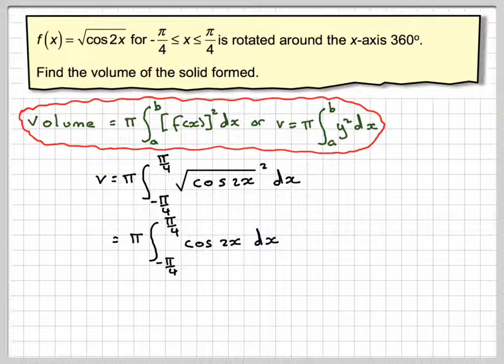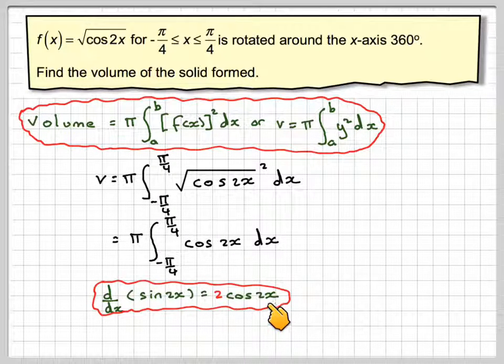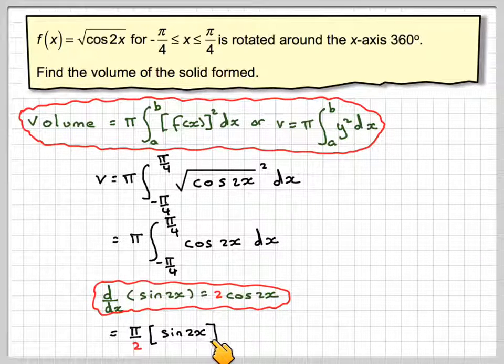Now if you integrate cos, you get sine. So if we differentiate sine 2x, we get 2 cos 2x using the chain rule. So if I say that's my answer, I'm going to have 2 times too much. So I'm going to have to compensate that answer by putting a half in front. So the integral of this becomes pi by 2, the half is from the compensation, of sine 2x from minus pi by 4 to pi by 4.